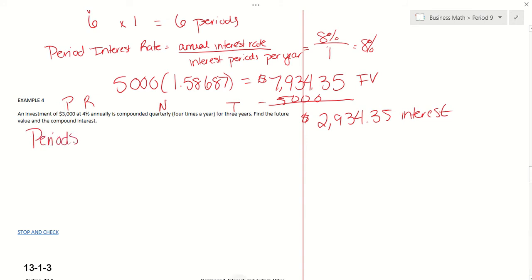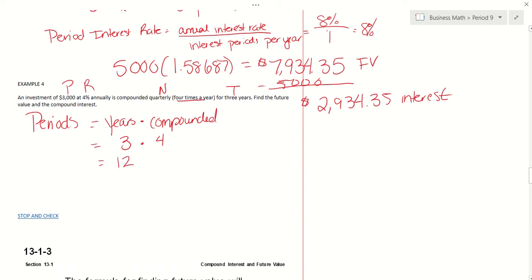That is your years times how many times it's being compounded. So in this case, it's 3 years compounded 4 times, which means periods is 12.